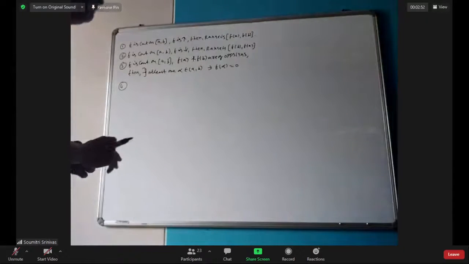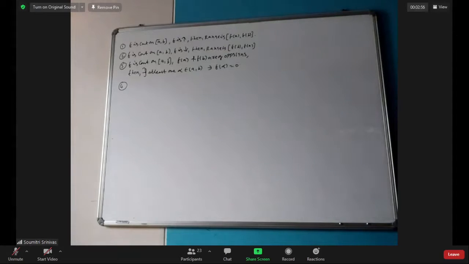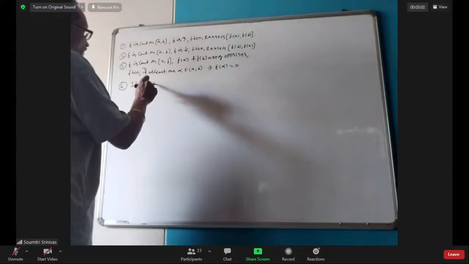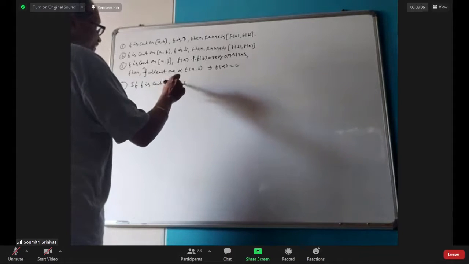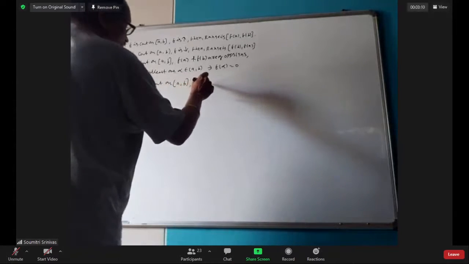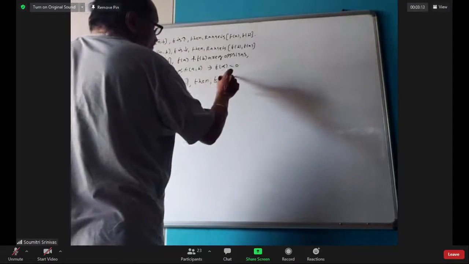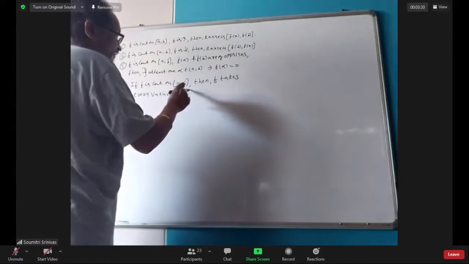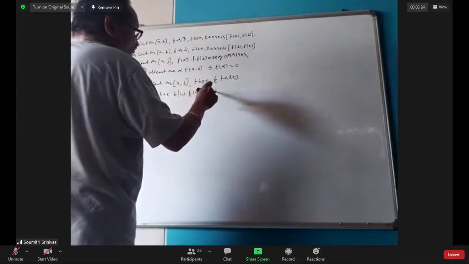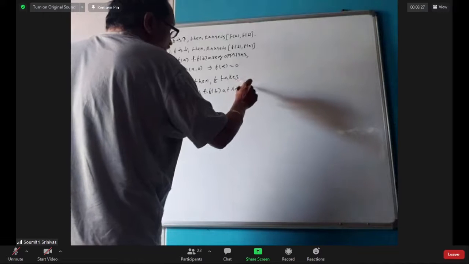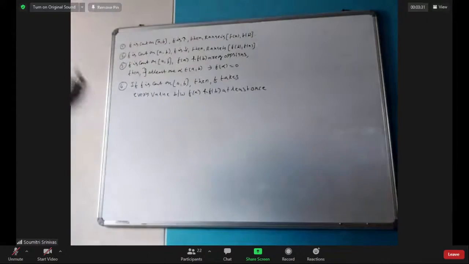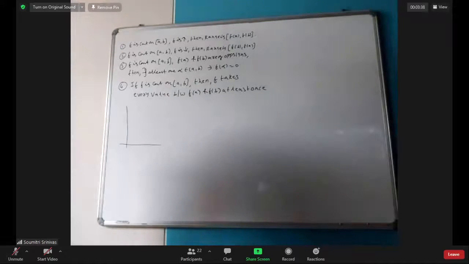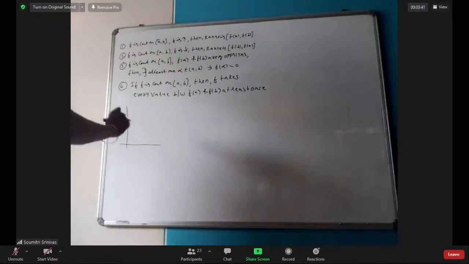And finally, if F is continuous on closed [a, b], then F takes every value between f(a) and f(b) at least once. Pay attention. Do not write. Listen here. Do not write. Listen here.